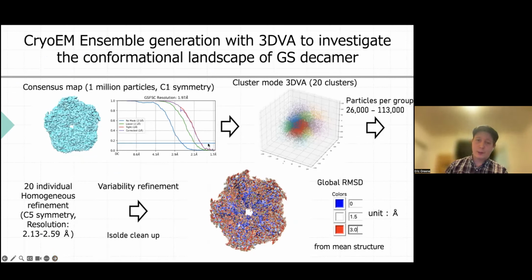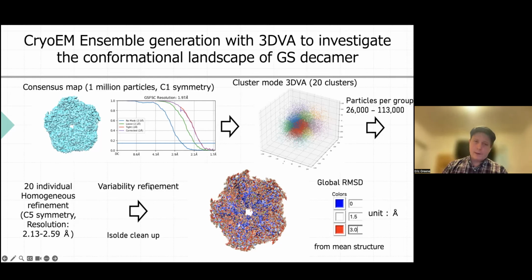We wanted to generate an ensemble. We took the 3D variability that we looked at and utilized the cluster analysis. We broke this into 20 clusters based on where they are in the 3 principal components of the analysis. Each one of these clusters had about 26,000 to 113,000 particles. We did 20 individual homogeneous refinements after this. We applied C5 symmetry to this. As with many systems, we have preferred orientation issues, so the symmetry helped us alleviate that. Each one of these maps has a high resolution.